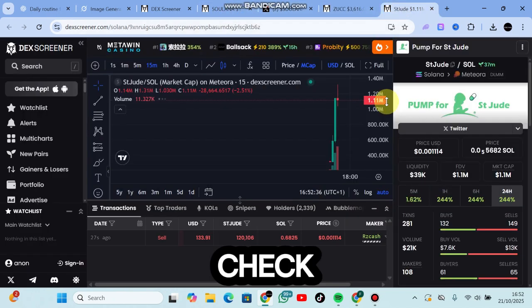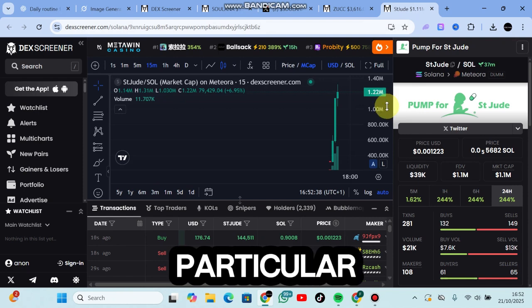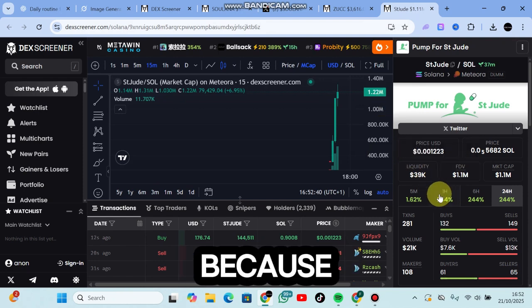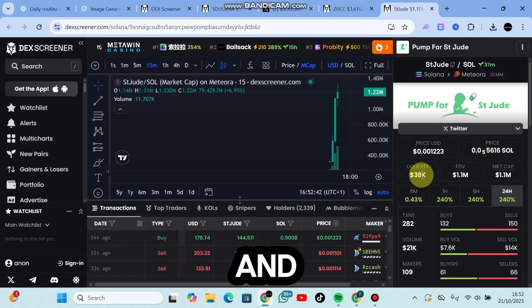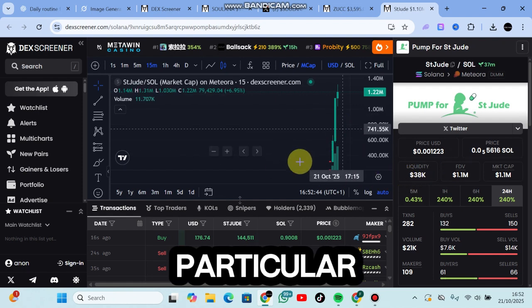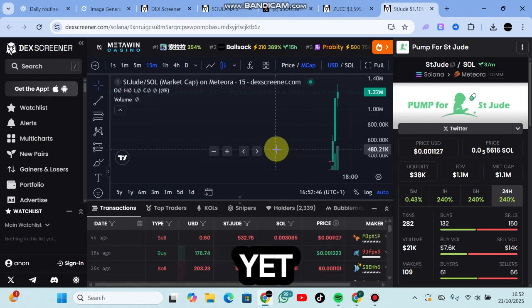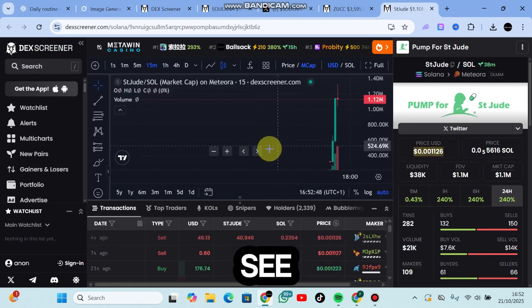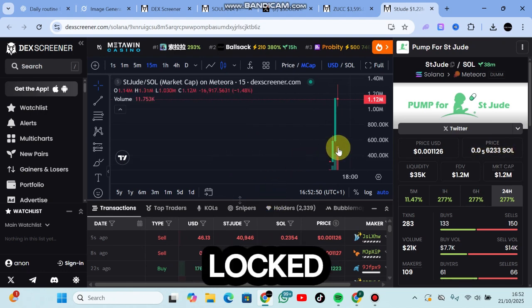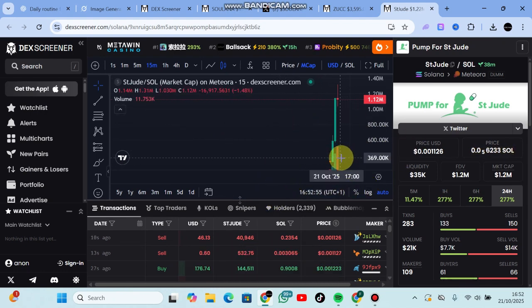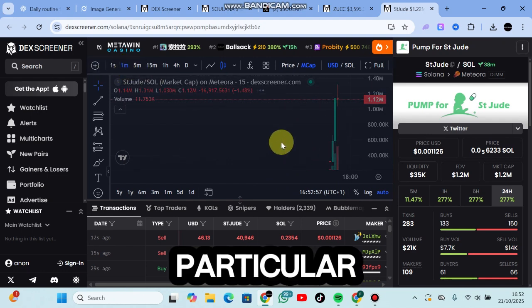So let's check this other one. This particular one is a no-no for me because liquidity is 38k and it is not locked, which means that if you buy this particular one, you can get scammed. What you do is simply wait and see if the liquidity is locked, then you can consider buying it. If liquidity is not locked, just run away from this particular one.